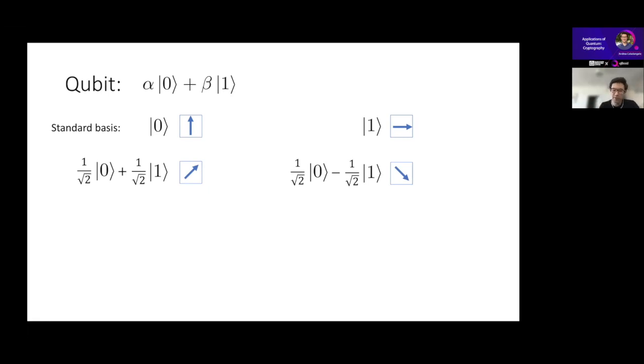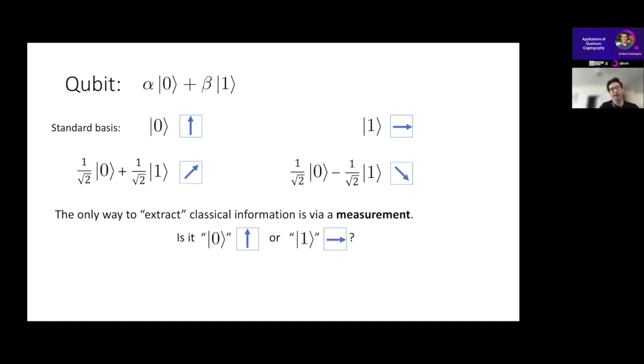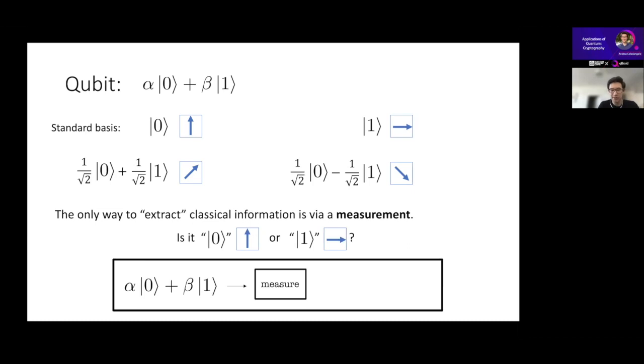Now, one very important property of quantum states is that the only way to actually extract classical information from a qubit, from a quantum state, is by making a measurement. So, for example, you're allowed to ask the question, is the qubit in the state 0 or 1? And if you do so, you will get an answer, 0 or 1. Now, the crucial point is that as a result of this measurement, the state actually collapses to either 0 or 1, with probabilities that depend on the alpha and the beta. So essentially, after the measurement, you may no longer have the state that you started with.